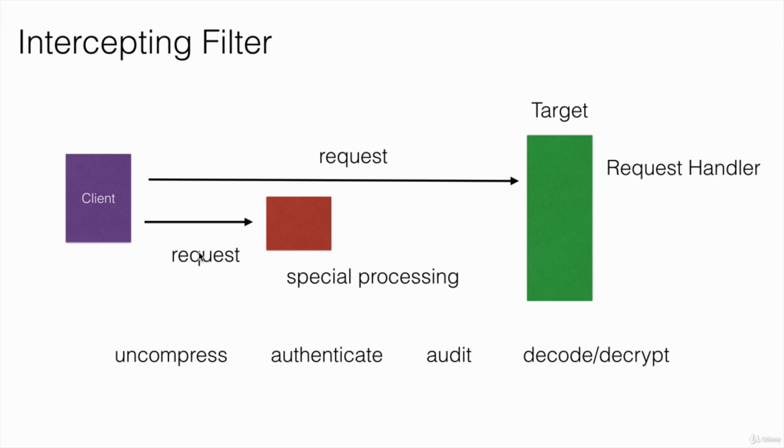When a request comes in, instead of directly handing that request over to a target component, the filters which we write will handle the request, and they will do some special processing before the request reaches the target. The special processing again could be uncompression, authentication, auditing, decryption, etc. And we can write separate filters. We can have a chain of filters, and all those filters will be used and they will do the processing before the request reaches the target.